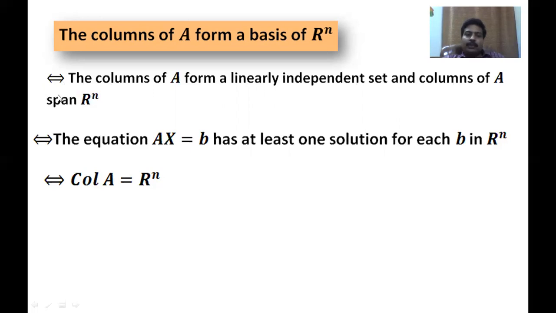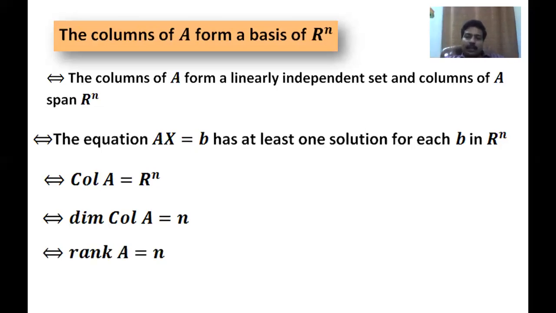We know that the dimension of Rn is n. So the dimension of column space A is also n. That means it has n vectors in its basis. So rank A, from the definition, is nothing but the dimension of column space A. So that is also n.